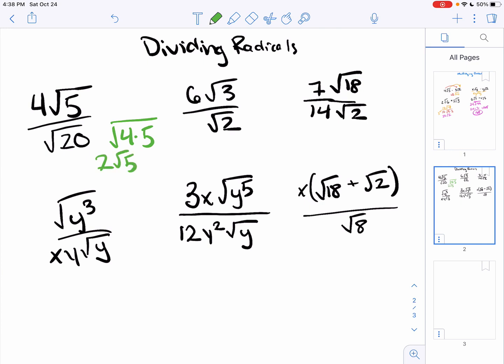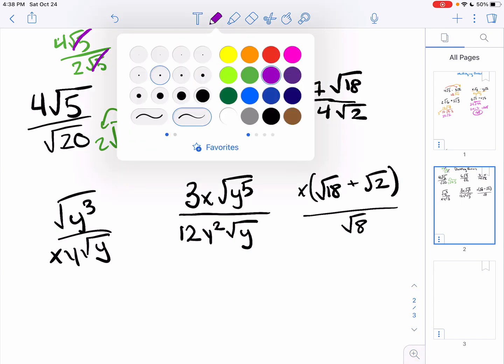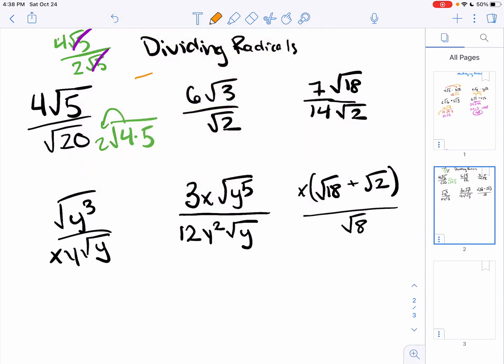Whoa, hold on. 4 radical 5 over 2 radical 5. So now that we have radical 5 on the top and the bottom, they both cancel out. And now I have 4 divided by 2, and that's just 2. So the answer to this is 2.